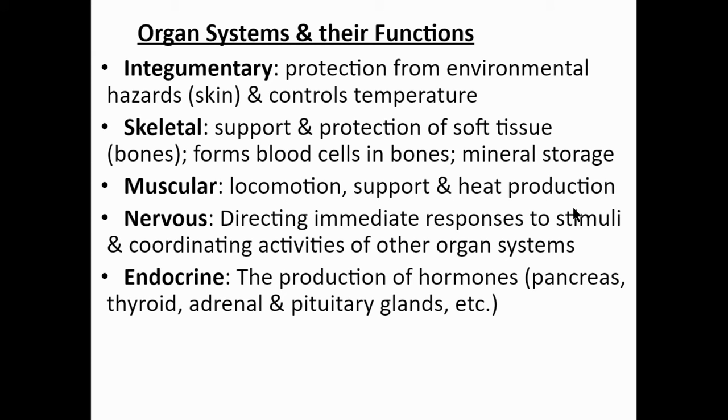Endocrine is hormones, so that's going to include the pancreas, the thyroid, the adrenal gland, and the pituitary gland. So your pancreas is in your abdomen, and then your thyroid is up near your neck, and then your adrenal and pituitary glands are in your brain, and they are really responsible for a lot of regulation for your homeostatic component in your body, which we'll talk more about in a minute. Then we have cardiovascular, which is your blood and heart.